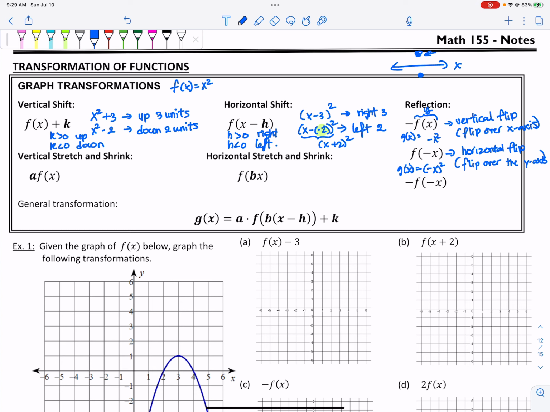That's a combination of horizontal and vertical flip or reflection.